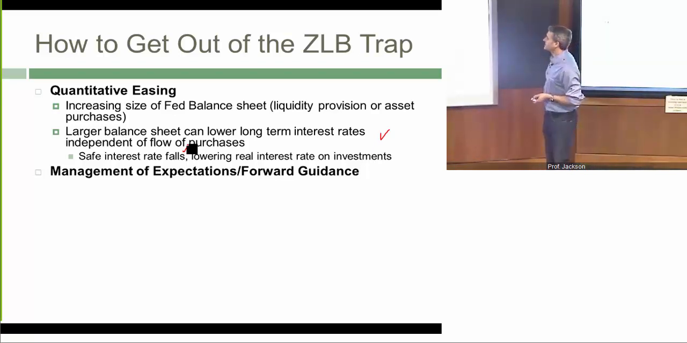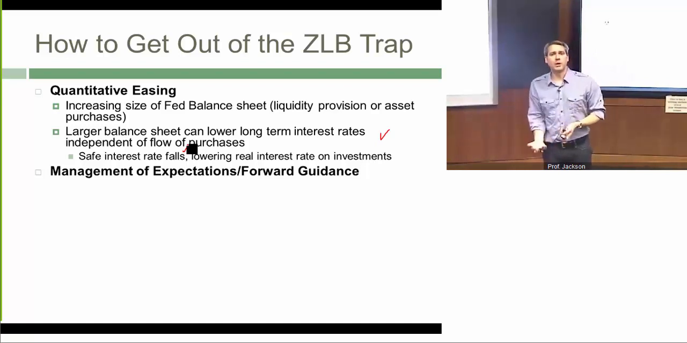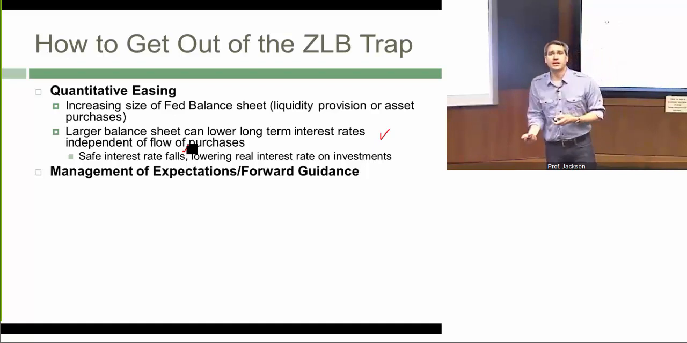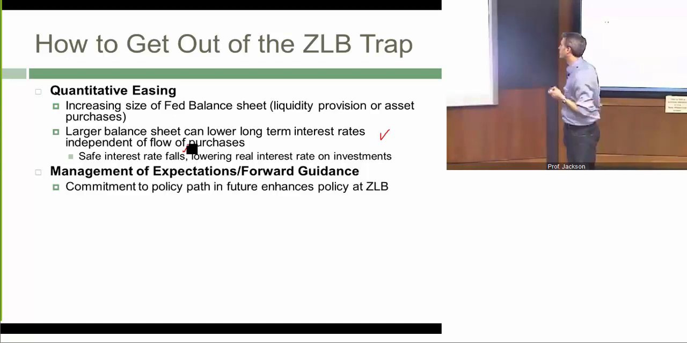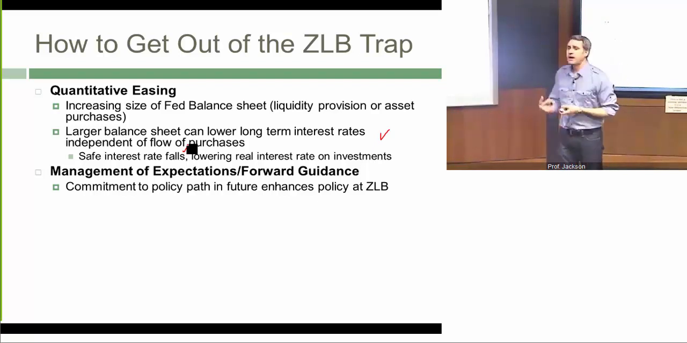And then the last piece of this is what the textbook refers to as management of expectations, or more popularly referred to as forward guidance. And so the basic idea is this is the way that the Fed or central banks communicate with the public, and that has implications for potentially affecting real interest rates today through impacting the expected path of future policy. And so with this forward guidance story, the central bank can commit to a policy path in the future which enhances the policy at the zero lower bound.